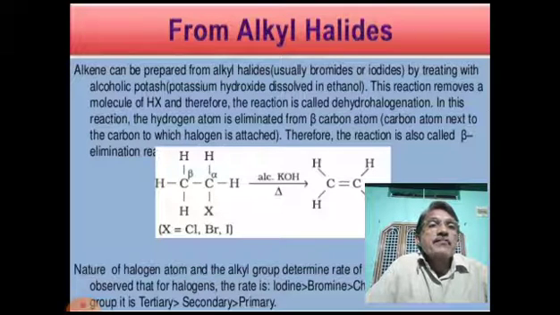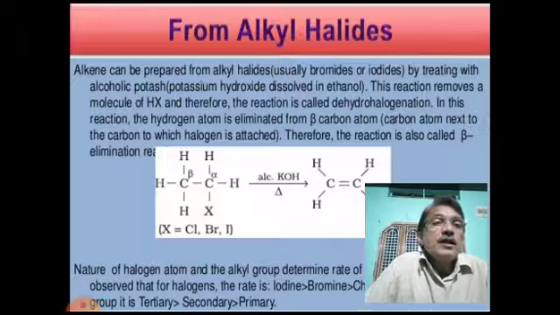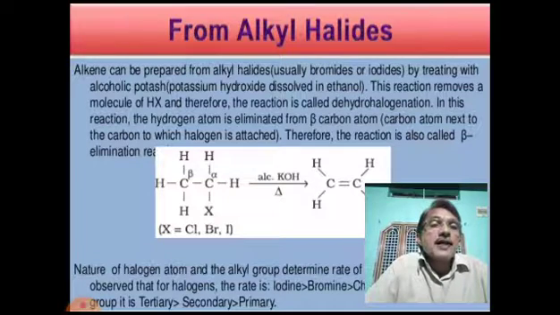Alkenes can also be prepared from alkyl halides. Preparation of alkenes from alkyl halides is carried out by the process of dehydrohalogenation. Dehydrohalogenation means removal of a hydrogen halide molecule, that is removal of an HX molecule. In this process, alcoholic KOH is used as a reagent. Therefore, we call alcoholic KOH a dehydrohalogenating agent.